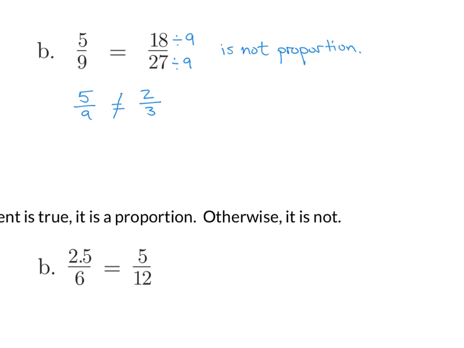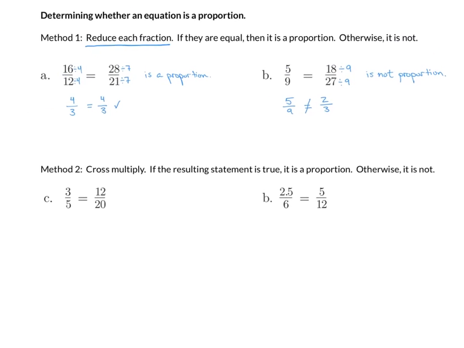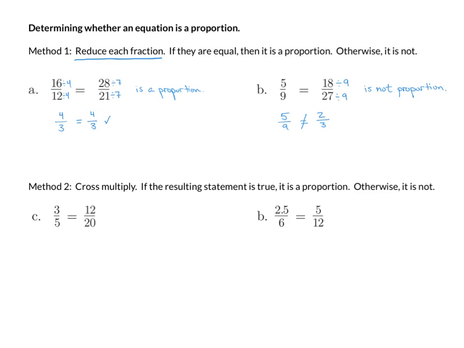All right, so that is method 1. Method 2, and this is the one that we really want to put emphasis on, is we want to cross multiply. If the resulting statement is true, it is a proportion, otherwise it is not. Now, one of the benefits of the second method is you can have all sorts of numbers inside your proportions. You can have decimals, you can also have fractions, you can have mixed numbers, and it's a little bit easier to work with rather than trying to reduce the fraction.